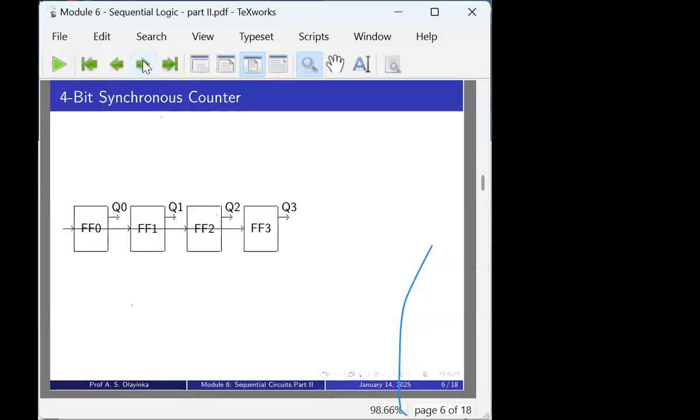Then this is what you have in a synchronous one. The signal that is coming passes through each and every one of them, and the signal reaches them all at once.